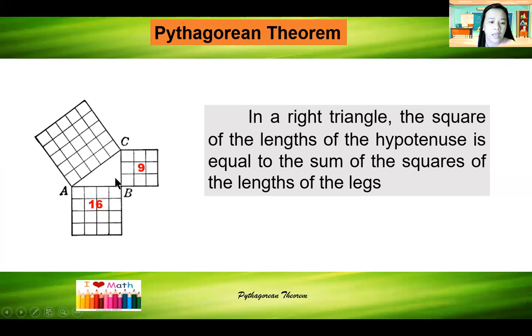How about the longest side? If this is the right angle, therefore this is your hypotenuse. Look at the relationship of this square with this square and the big one. The measurement of the hypotenuse in this case is 5 units, and we're going to find the area of this square. This is 25 square units. As you can see, if you add the area of this square and this one, you have 25.